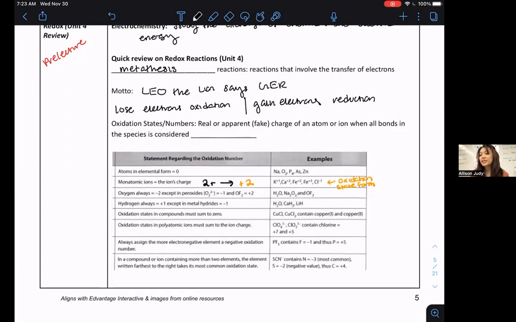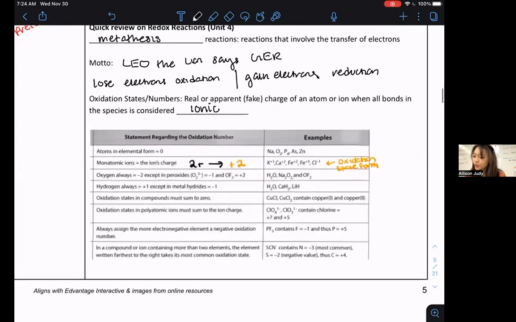So what we would say is that the actual definition for oxidation state numbers is that they're the real or apparent, like fake, charge of an atom or ion when all the bonds in the species are considered ionic. So it's like we treat every single bond, whether it's ionic or not, as if it's ionic, as if every element carries a charge. Okay.